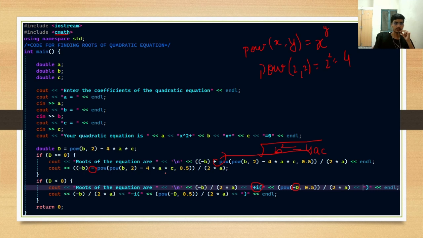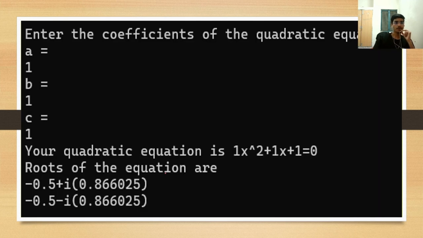So let me take you through a sample output. We ask the user to enter the coefficients. Let's say the user inputs a equal to 1, b equal to 1, c equal to 1. So the quadratic equation is 1x square plus 1x plus 1, and the roots are minus 0.5 plus i 0.866025, and minus 0.5 minus i 0.866025. So it works perfectly fine for complex numbers also.